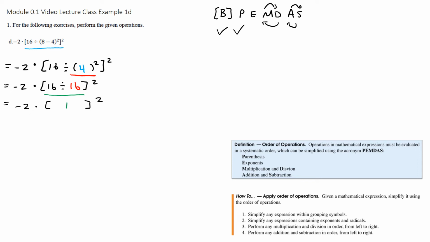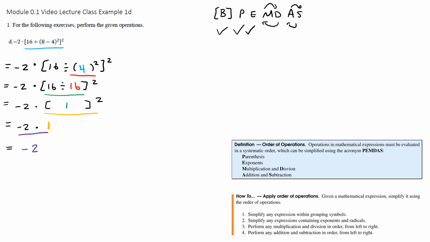And so that next exponent there is this 1 squared. We bring this down, we've got -2 times 1 squared, which is going to be just 1. So do we have any more exponents left? Nope, those are done. Do we have multiplication or division? We do. We've got -2 times 1. And so that -2 times 1 is going to give us -2.